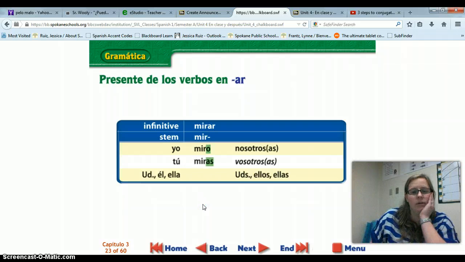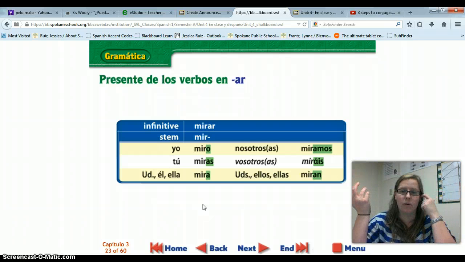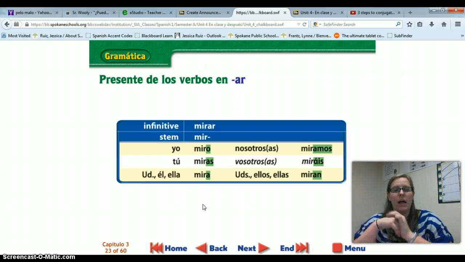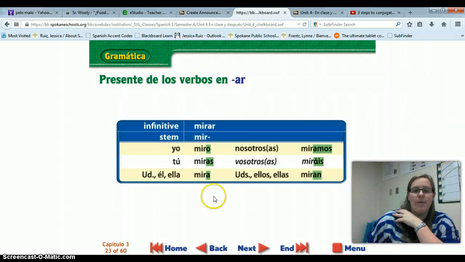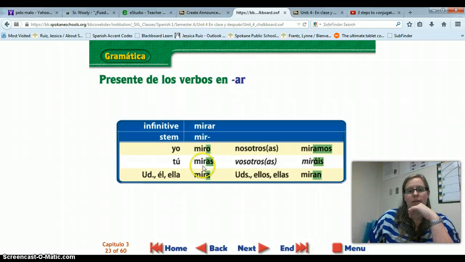So, miro, miras, mira, miramos, miráis, miran. So we can see that we've used the exact same endings, but we obviously have a different stem because we're working with a different verb. The verb is mirar. We remove the AR, and we have the MIR intact. And to that MIR, we just add different endings. So if I want to say, I look, then I would say, yo miro. If I want to say, they look, then I would say, ellos miran, because that's the ending I have to use with ellos. If I say, you look, I would say, tú miras, because as is the ending I have to use with tú. Okay?